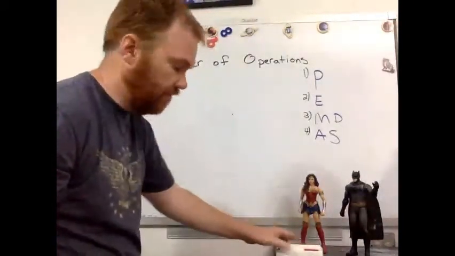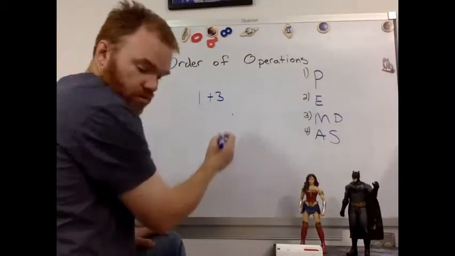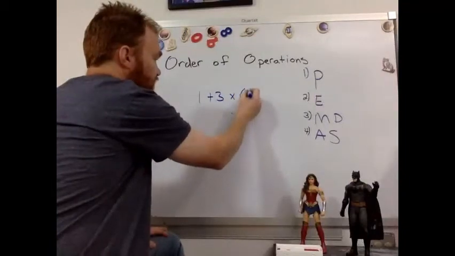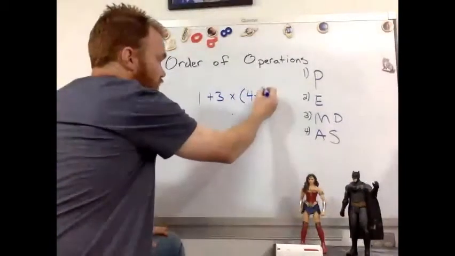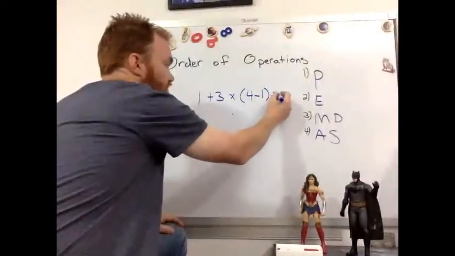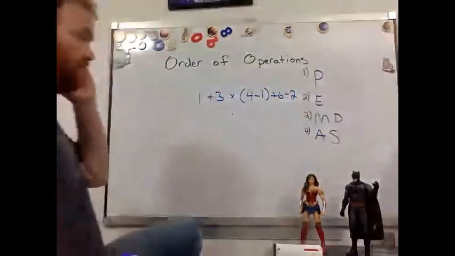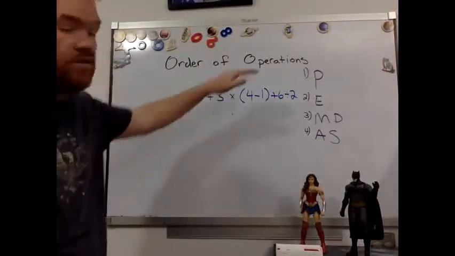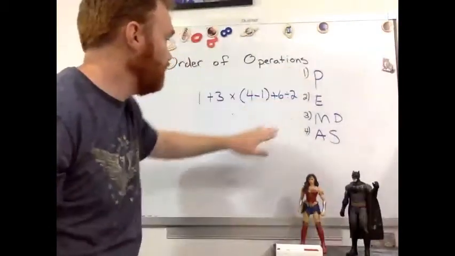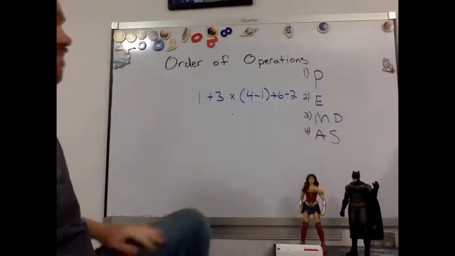Okay, another example. 1 plus 3 times parentheses 4 minus 1 plus 6 divided by 2. I'm going to start with my first step. Step 1, parentheses. Are there parentheses? Yes, there are parentheses. 4 minus 1.